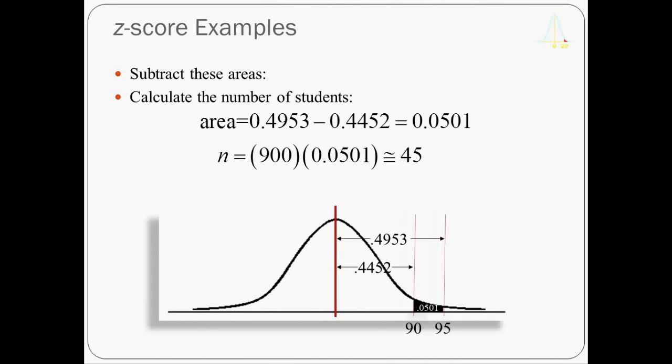Here I'm subtracting the areas to get to that 0.0501, and that's why I call this a subtraction problem. If I multiply that probability or that proportion by 900, we find out that we would expect approximately 45 students to be in this region of the distribution. This is a subtraction problem, or anytime you see a mean that is not in the area of interest, you can treat it as a subtraction problem. Calculate the two z-scores, look up the two areas, calculate the difference to get the area that's common to both of them.